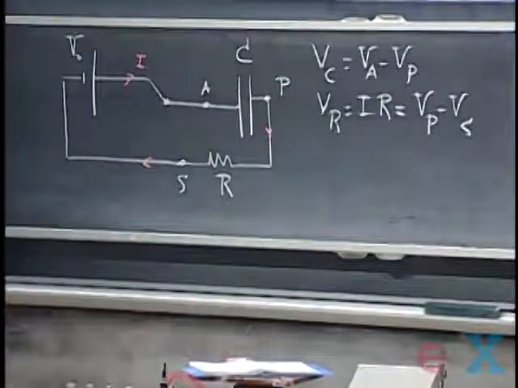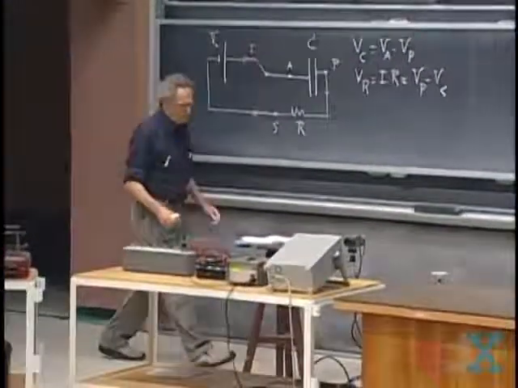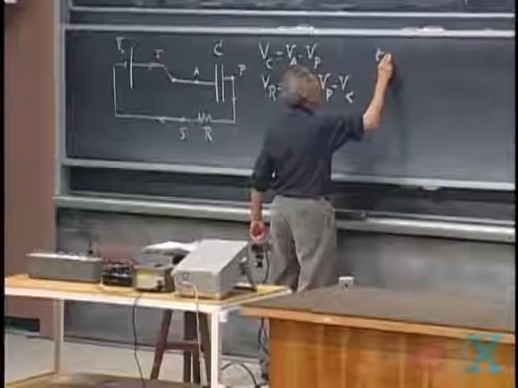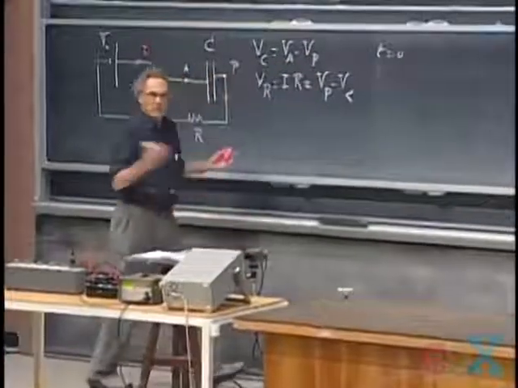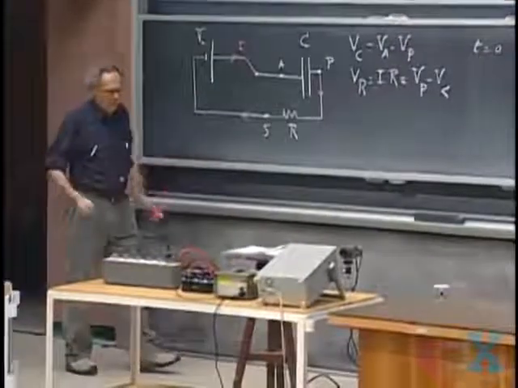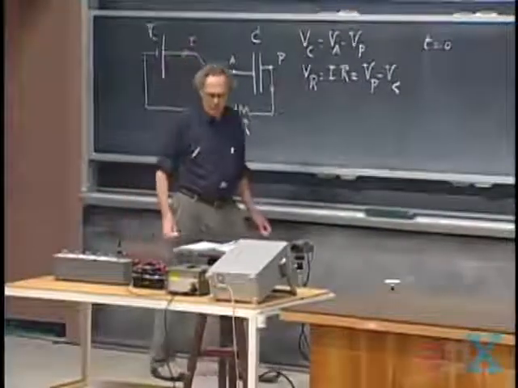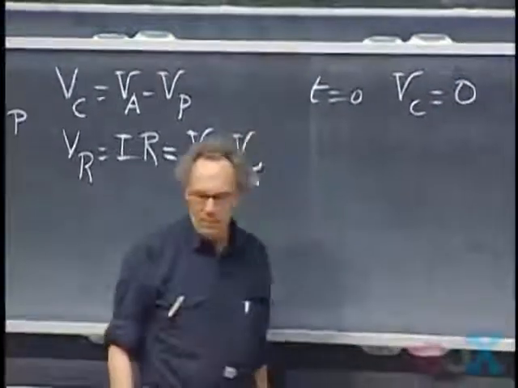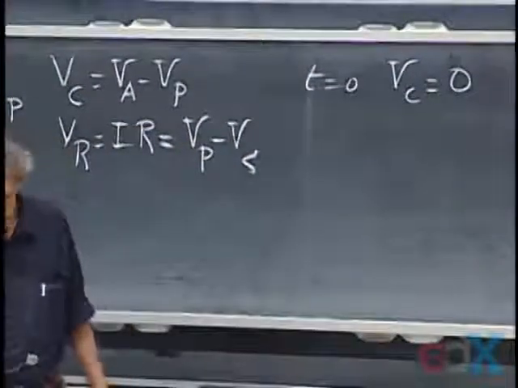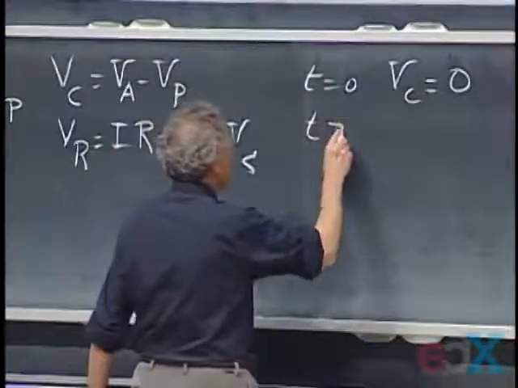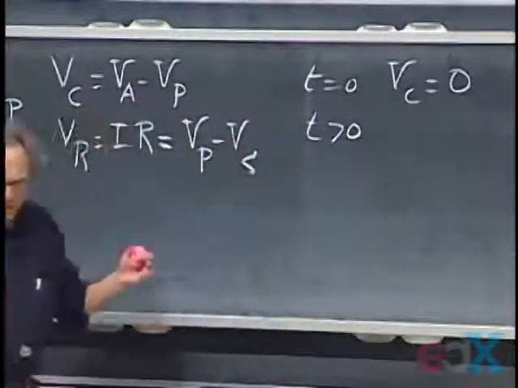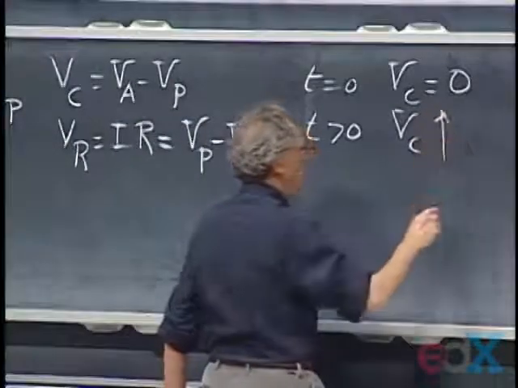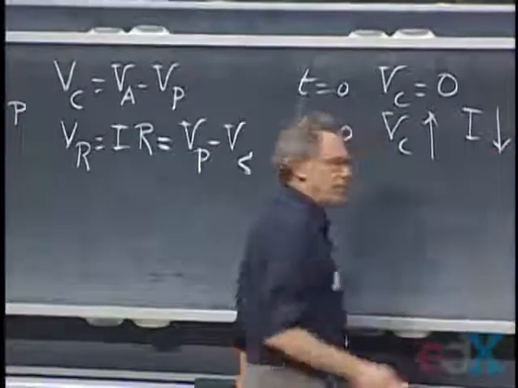And your intuition will help you a great deal without any fancy differential equations. It is clear that at t equals 0, the capacitor is not charged. There is no charge on the capacitor, and it will take time to charge the capacitor. So at t equals 0, you expect that the potential over the capacitor is 0. If you make t a little larger than 0, you're going to charge up this capacitor, and so the potential over the capacitor will go up, and therefore the current will go down.